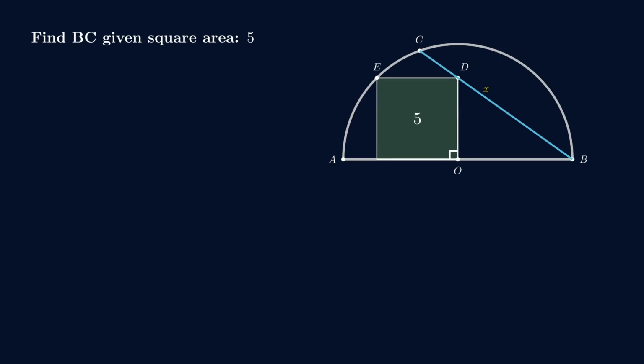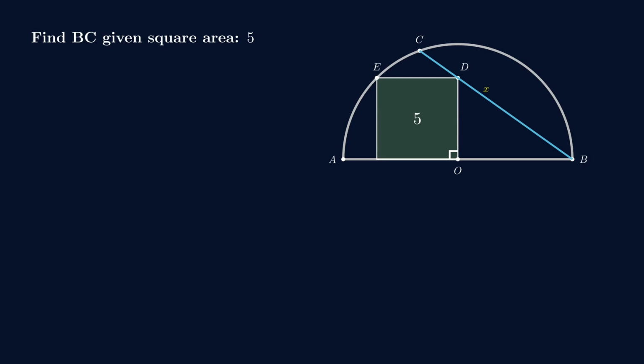Today we're going to solve a geometry problem that combines circles, a square, and a really nice chord theorem at the end. Here's the situation. We have a semicircle with diameter AB. Inside that semicircle, there's a square sitting in the corner at point O, and we're told the area of the square is 5. From that information alone, we want to find the length of BC.